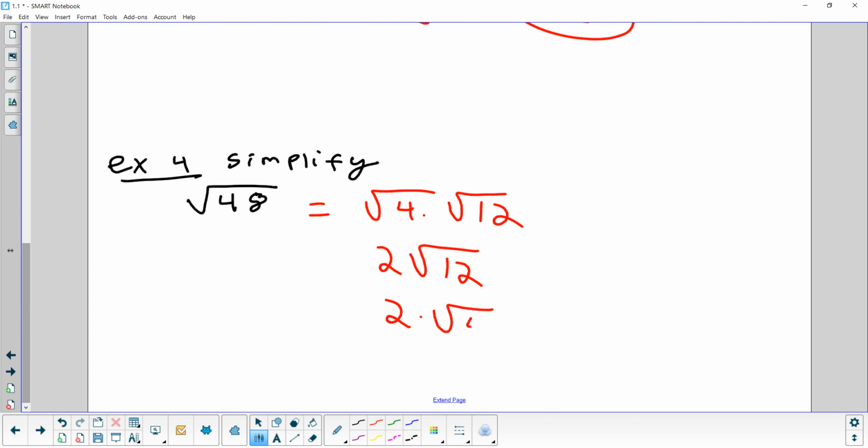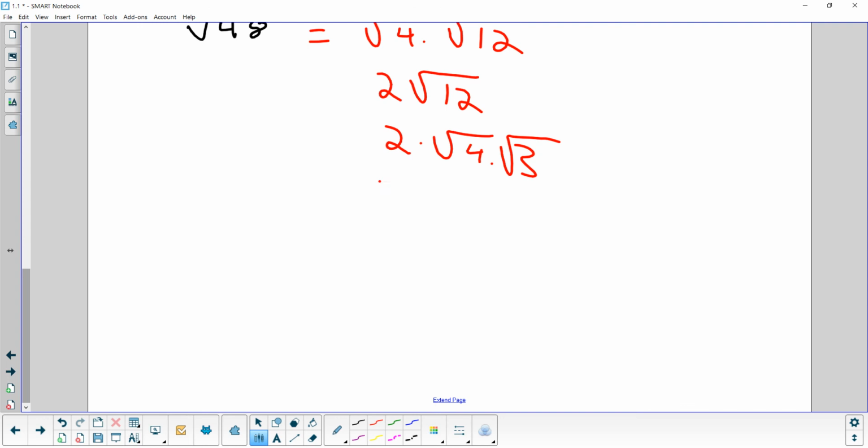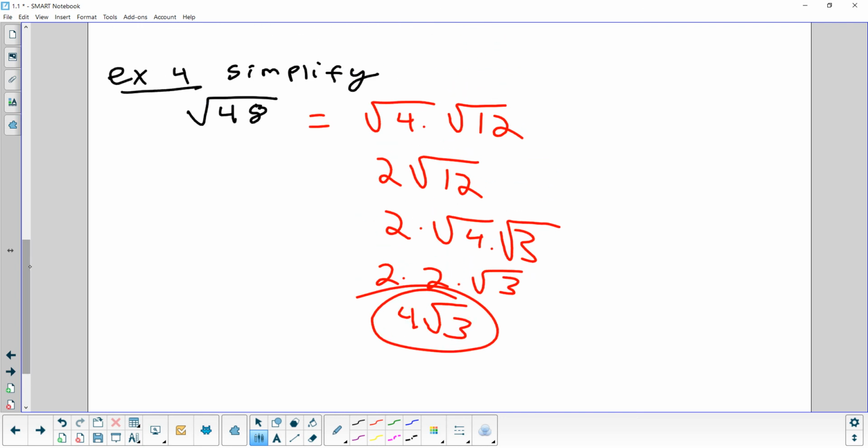So if you break that down into square root of 4 times square root of 3, that 2 just hangs out in front. And you end up with 2 times 2 times the square root of 3. Perfectly fine to do it that way. But does anybody see another way that you can break down the number 48? But using a bigger number in that list than 4. Yeah. 16 and 3. 16 and 3.